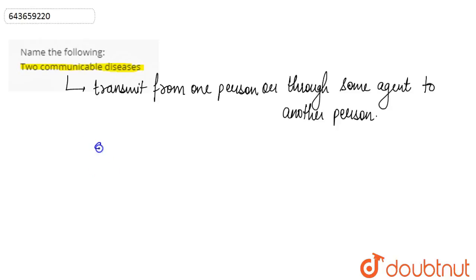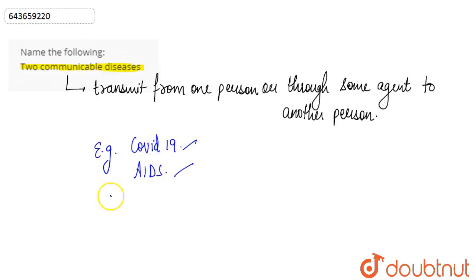A very good example, based on the current situation, is COVID-19, wherein the coronavirus is spreading from an infected person to a non-infected person. Another example is AIDS, which is caused by HIV, the human immunodeficiency virus. So the two examples are COVID-19 and AIDS.